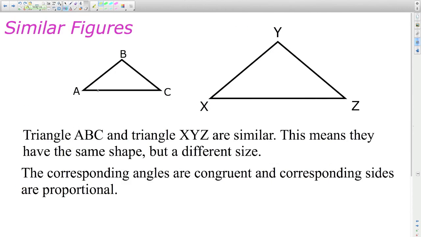Here we have some information about similar figures. Triangles ABC and XYZ are similar. This means they have the same shape but a different size. Now that right there, that's the definition of similar. You might want to write that down or highlight it. They have the same shape but a different size. That's the definition of similar.